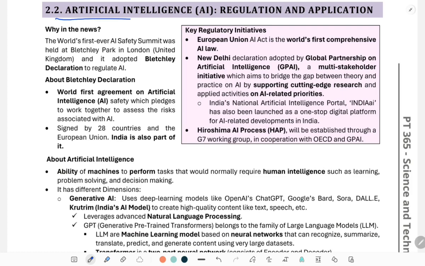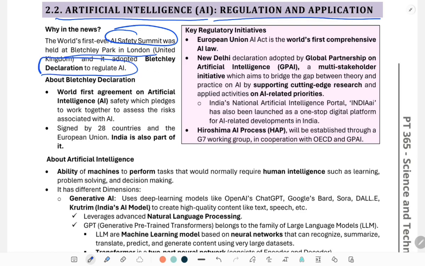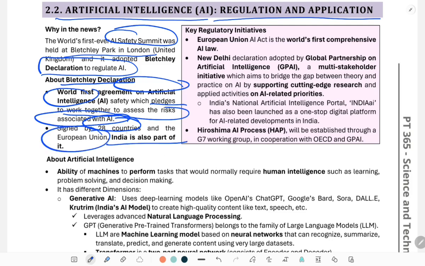Okay, next we'll discuss artificial intelligence, regulation and application. Recently, the world's first ever AI Safety Summit was held at Bletchley Park in London, and it adopted the Bletchley Declaration to regulate AI. We'll see about the Bletchley Declaration, the world's first agreement on artificial intelligence safety, which pledged to work together to assess the risk associated with AI. It is signed by 28 countries and the European Union. India is also a part of it.